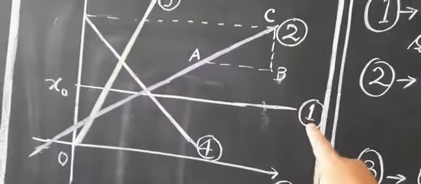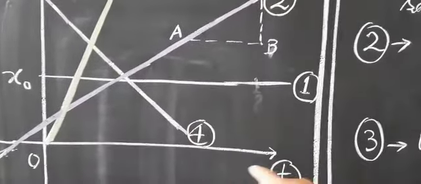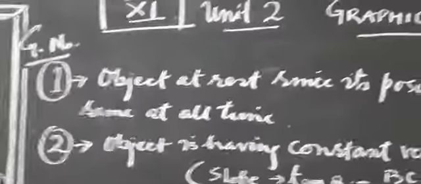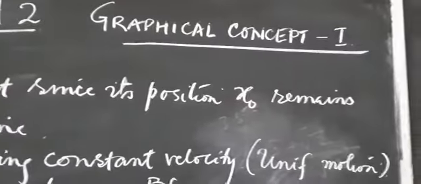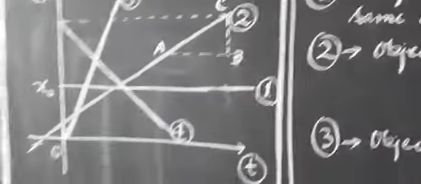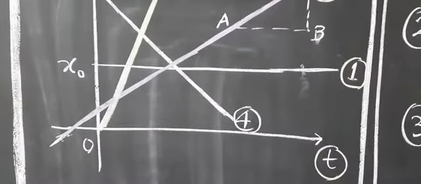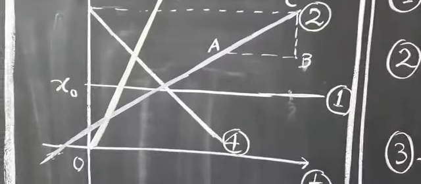In graph number 1, what we are going to see is that position is not changing with time. So the object is at rest. So in graph number 1, the object is at rest since its position x0 remains the same at all times. See once again graph number 1, position is not changing, right? Then comes graph number 2.